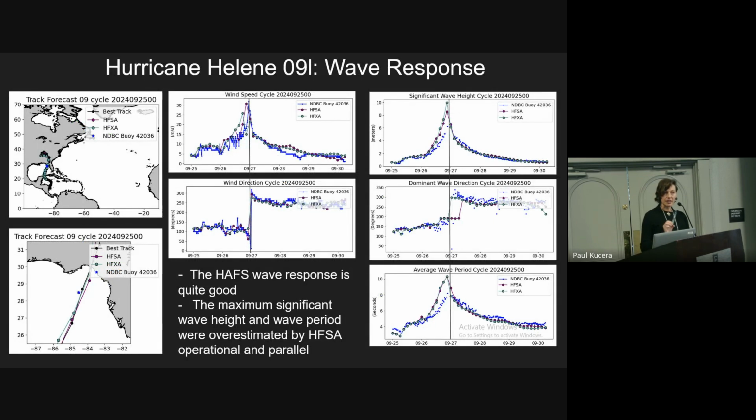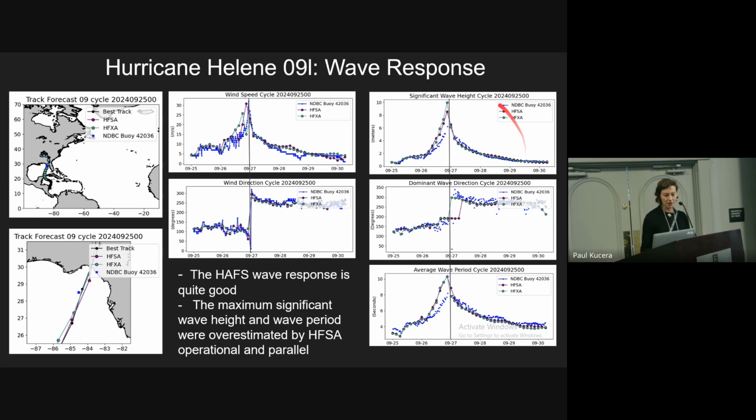Aside from the Saildrone and the glider observations, Helene passed very close to an NDBC buoy that we see here as a blue star in the bottom map. And this NDBC buoy measured several wave parameters. So this was a great opportunity for us to test the wave coupling in the HAFS system. Here on the right side, you see the significant wave height, the dominant wave direction, and the average wave period. We see that for all these 3 quantities, HAFS did a quite good job before and after the passage of Helene. Also, there was a good agreement in the timing of the peak of these quantities.